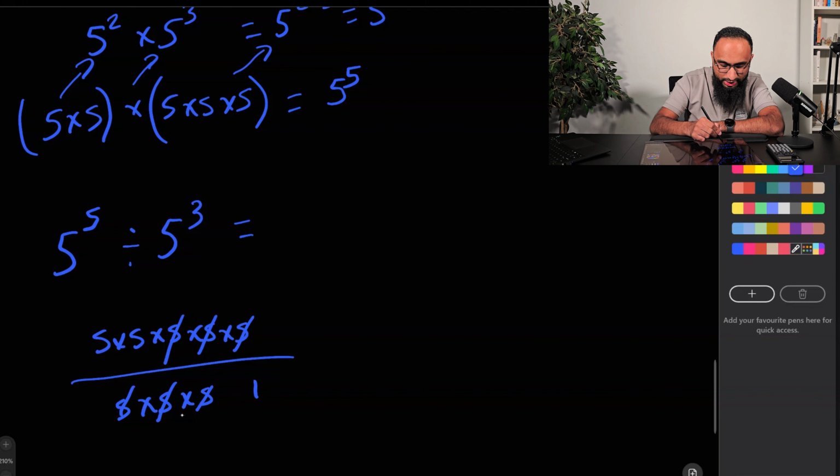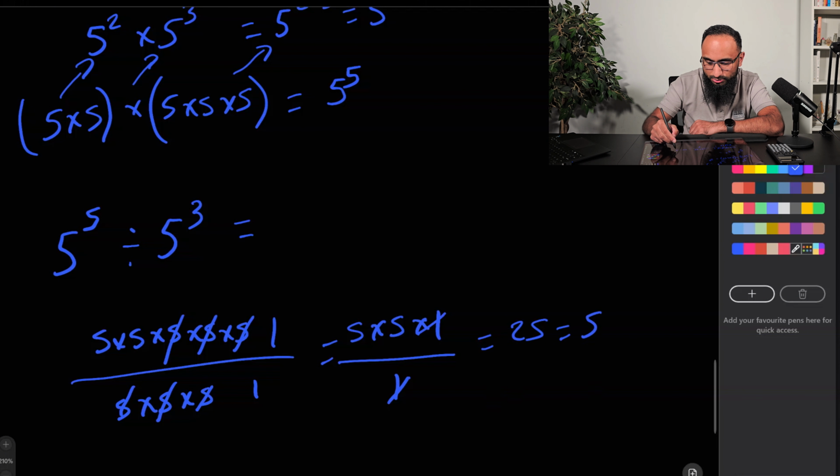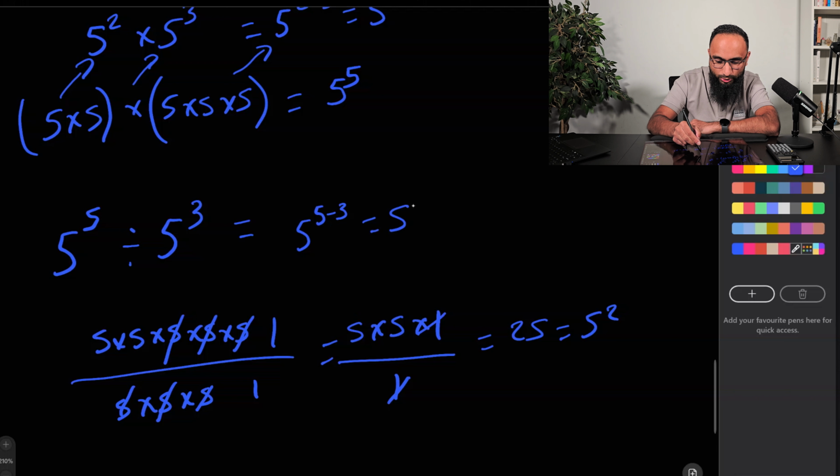And then at the top it's also like, how many 5 times 5 times 5 go into 5 times 5 times 5? Well, 1 here and 1 here. So essentially you've got 5 times 5 times 1 at the top, and you've got 1 at the bottom. So the 1s cancel in a sense. So you've got 25 as your answer. But we know that 25 is 5 squared. So we know that this answer is also 5 squared. So what we've done is 5 to the power of 5 minus 3, and that gives us 5 squared. So whenever you're dividing by powers, then you can just subtract the numbers.